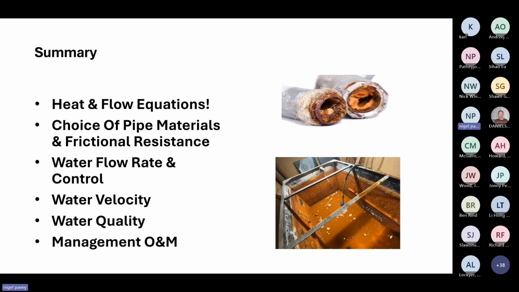Water flow rate and control, really important. If you're down to low, ultra low flow rates, consider whether you could serve 3 or 4 terminals for one control valve, for example. Try to keep the simplicity a bit more. Think about, are the chemicals going to get around these systems? So water velocity, water quality, and then finally the management of that in an O&M manual. Thank you. I think we're over to questions.